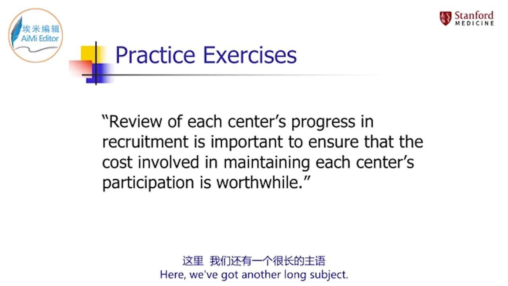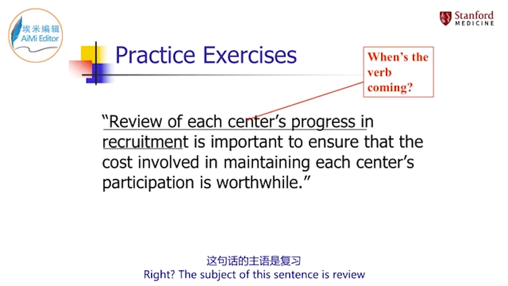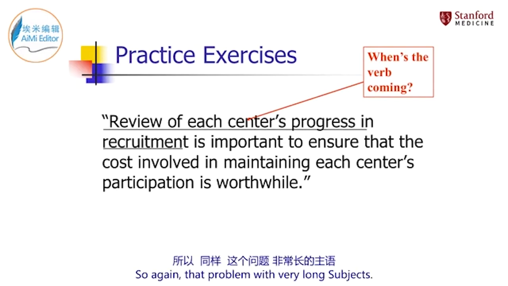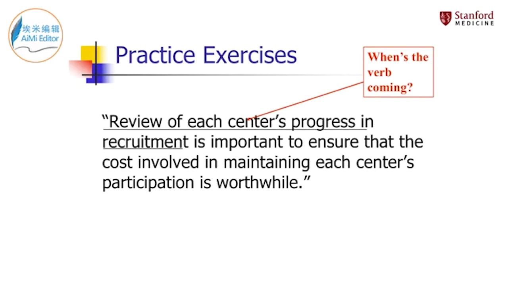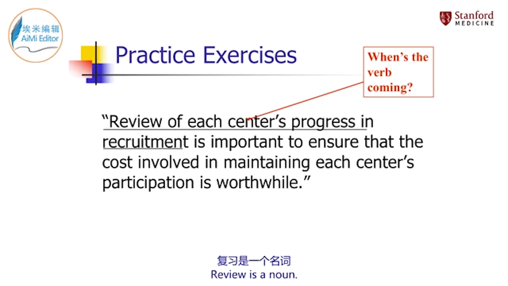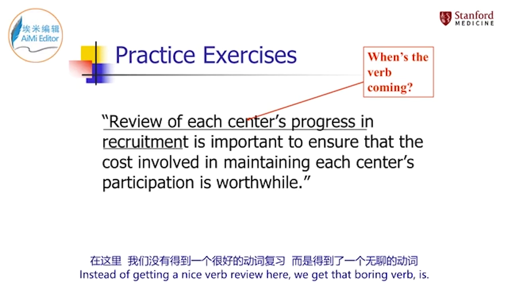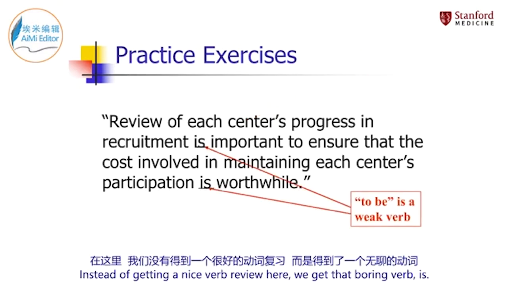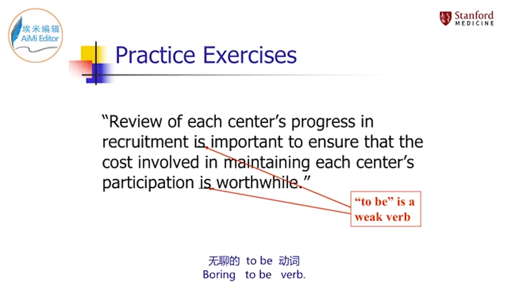Here we've got another long subject, right? The subject of this sentence is review of each center's progress in recruitment. So again, that problem with very long subjects. We also have the issue of verbs turned to nouns. Review is a noun, a review that could have been a verb, to review. Instead of getting a nice verb review here, we get that boring verb is, the boring to be verb.